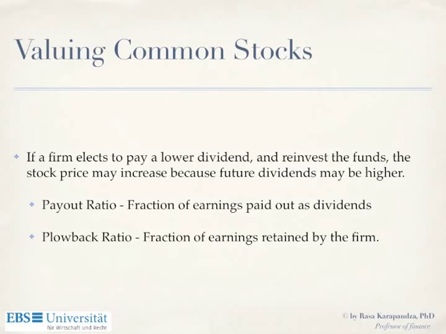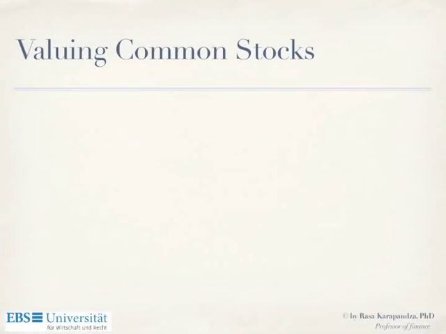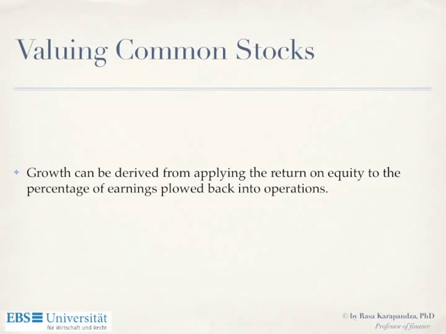Now the question is, if we know these things, can we somehow figure out what is the growth rate of a company? If we know what is the standard thing that this company does? Because usually companies have policies on how much they pay as dividends and how much they reinvest. And it turns out that there is a very neat way to figure this out: the growth rate is equal to the plowback ratio times return on equity.